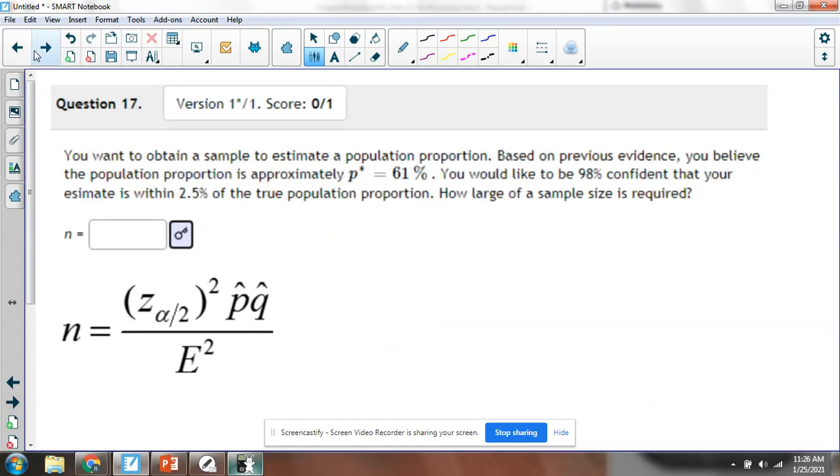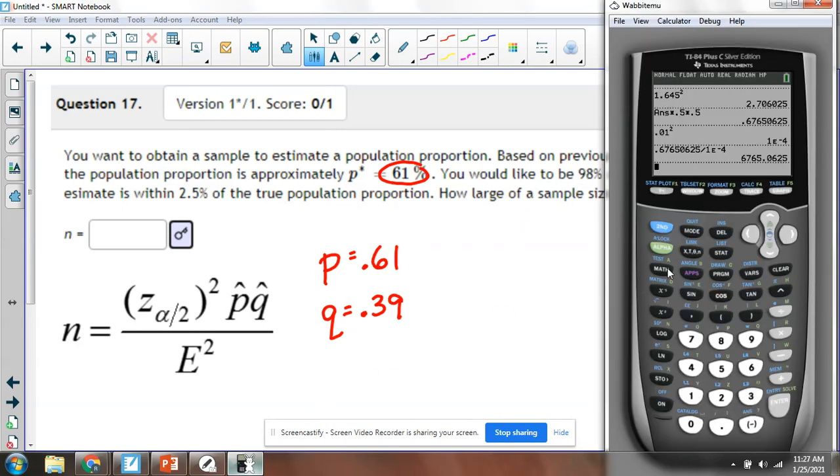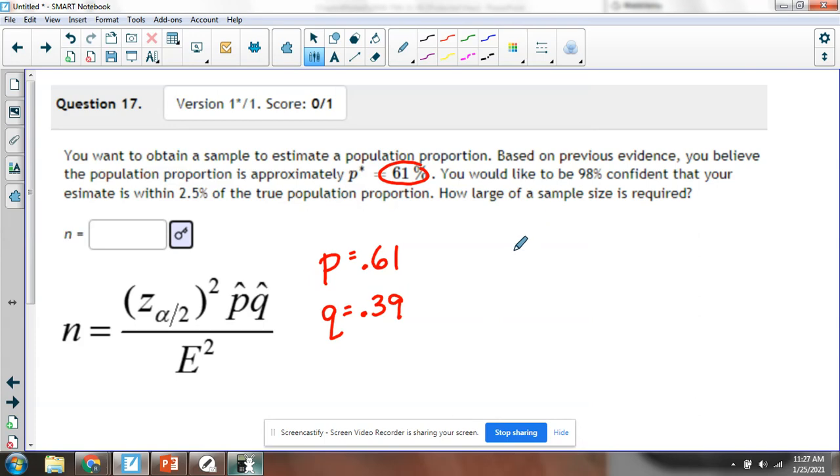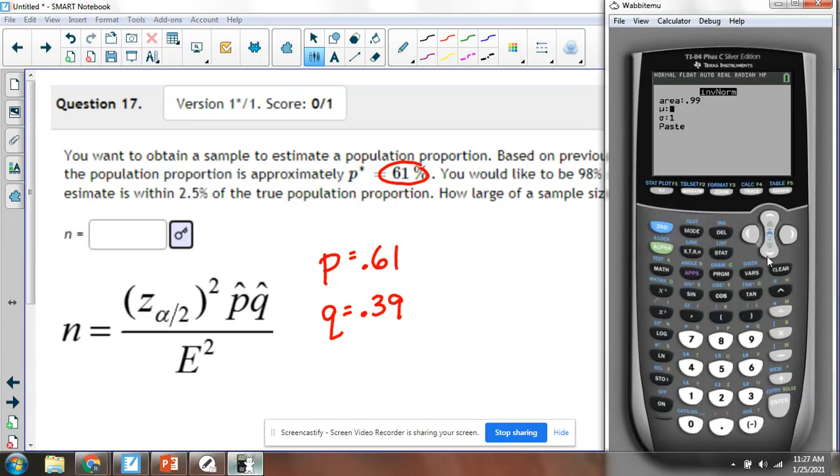Okay. Same thing for 17. The only difference here is that we know P. So we're going to let P be 0.61 and Q will be 0.39. 98% confidence. So when we do that in our calculator, we're going to go to distributions, inverse normal, and we're going to use 0.99 because it's 98%, which means there's 1% on either side. So it's 99% to the left of our Z value.